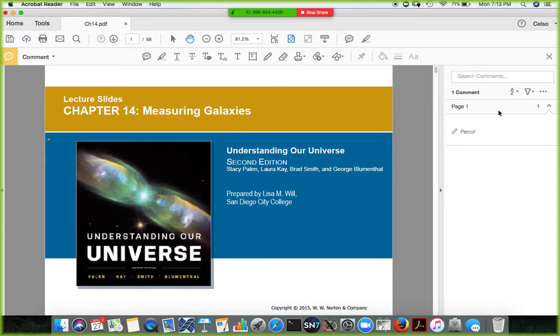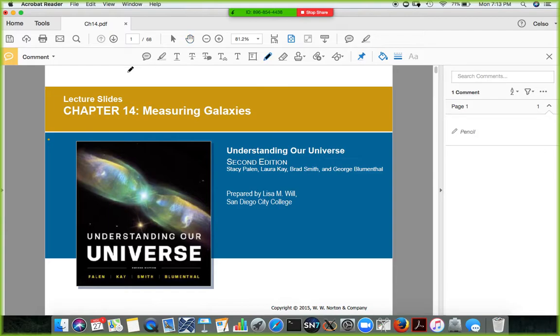But anyway, now we are studying not a star, but a complex group of stars, hundreds of billions of them together, and we call that a galaxy. So this chapter 14, Measuring Galaxies, in fact introduces, and I will browse through the PowerPoints and introduce what galaxies are. And there are different types of galaxies, and we are going to see them in a second.